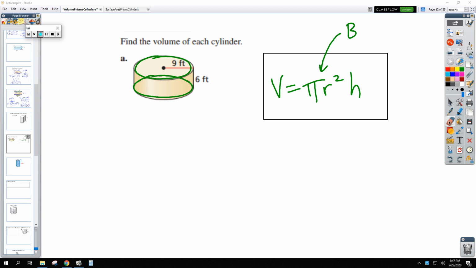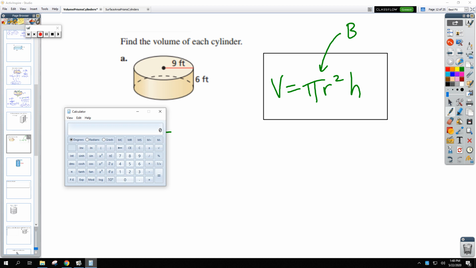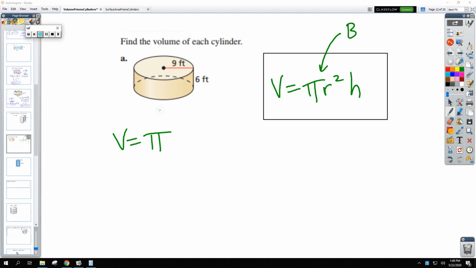Let's just take the info that we have and substitute it in our formula. First off, the volume formula is going to be pi. Now you could use 3.14, but I highly recommend that you use the pi symbol. If you see it, it's right here on your calculator, to get the most accurate answer possible. Okay, so pi times the radius.